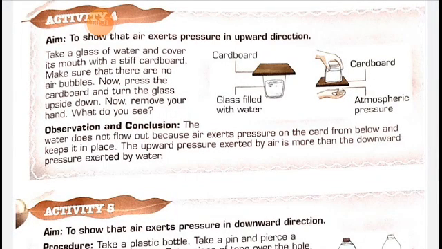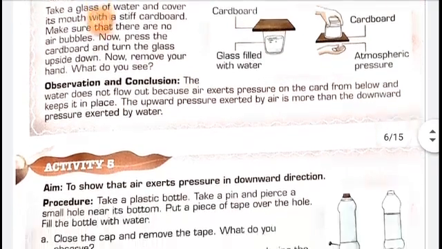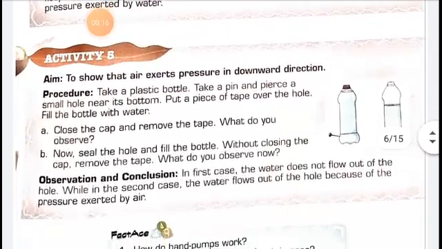Hello everyone. As in the last video, we discussed that air exerts pressure in the upward direction. Now one more activity we will do to prove that air exerts pressure in the downward direction. For this, you take a plastic bottle, take a pin and pierce a small hole near its bottom. Put a piece of tape over the hole and fill the bottle with water.